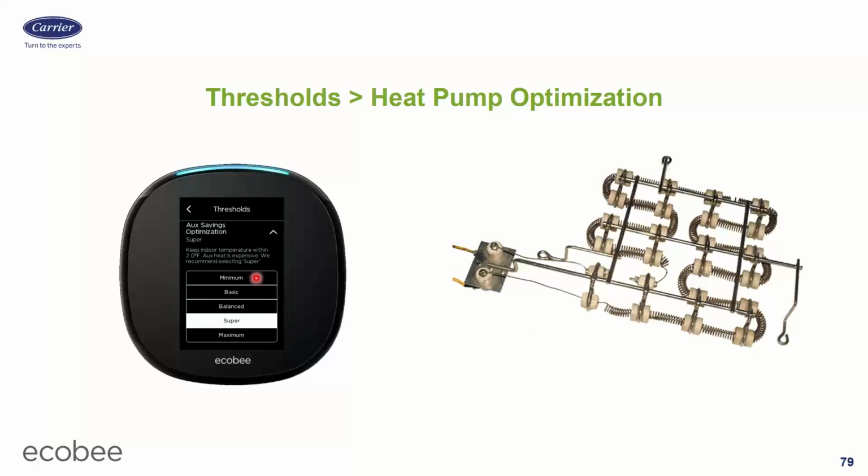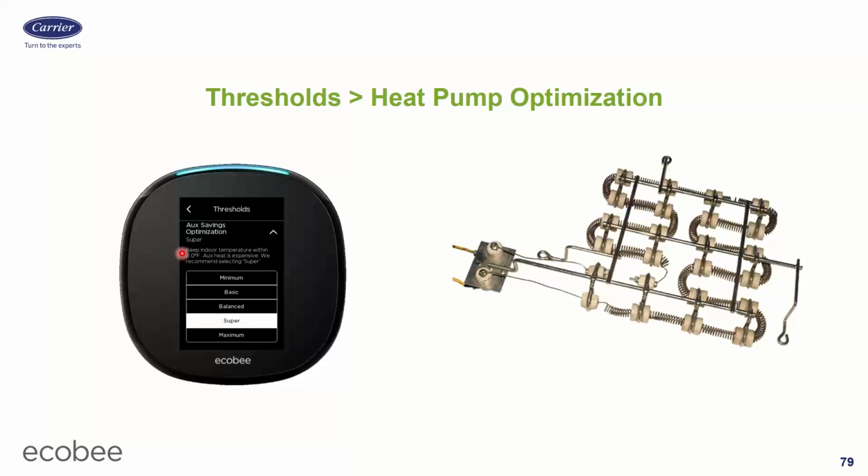The good news is if you click on one of these, it'll tell you what it does. So minimum is 0.5 degree, basic is 1, balance is 1.5, super is 2, and maximum is 2.5. And if you read the description, keep the indoor temperature within 2 degrees for super. Auxiliary heat is expensive. We recommend selecting super. That means I'm not going to kick my auxiliary heat on unless I get 2 degrees out of set point. I'm going to give the heat pump 2 degrees worth of chance to get things done. So if my set point is 70 degrees and my heat pump is running and it's above 68 in the house, there's no reason for me to kick on the electric heat. I'm going to try to get it done.